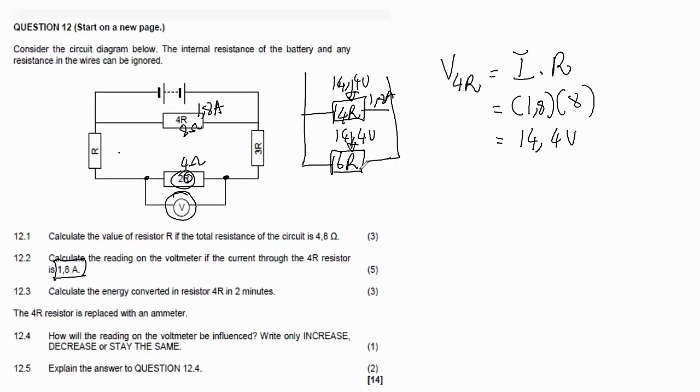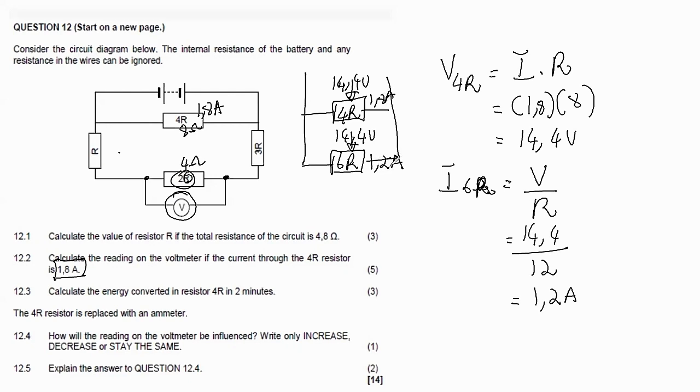Now, let's calculate the current flowing in the 6R resistor. So we'll say the current for the 6R equals V over R, right? So the voltage, again, is still 14.4, but the R this time around is 6 multiplied by 2, which will give us 12, because we found that R is 2. Then 14.4 divided by 12 gives us 1.2 amperes, right? So that means we have 1.8 here, and then we have 1.2 amperes here. So all in all, the total current in this circuit is 3 amperes, right?